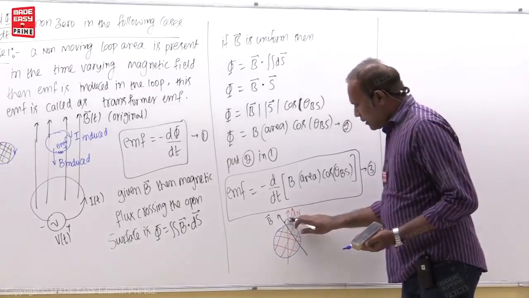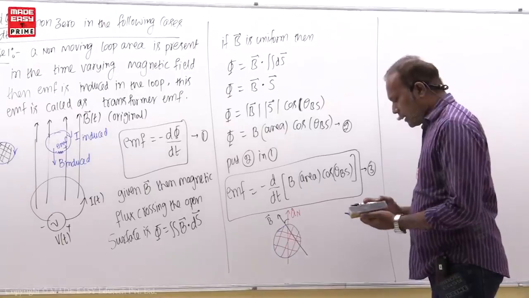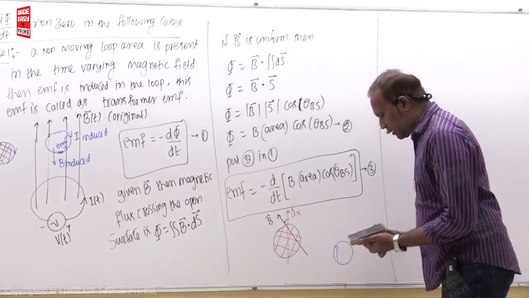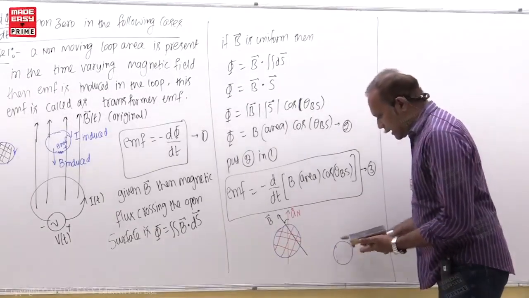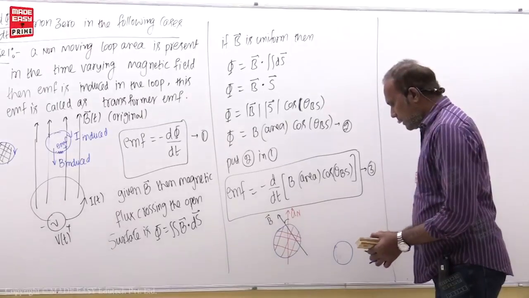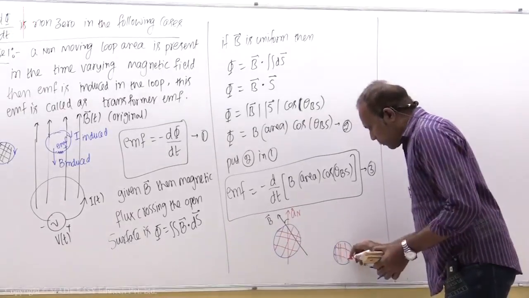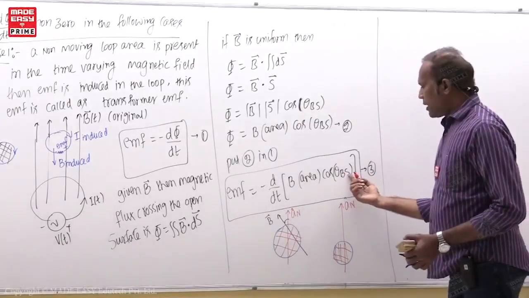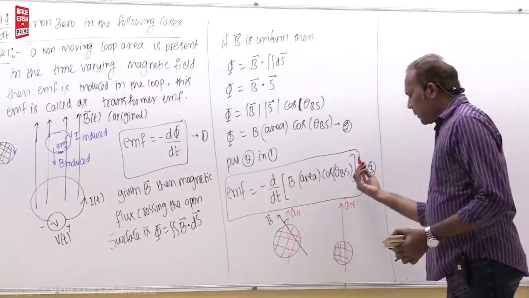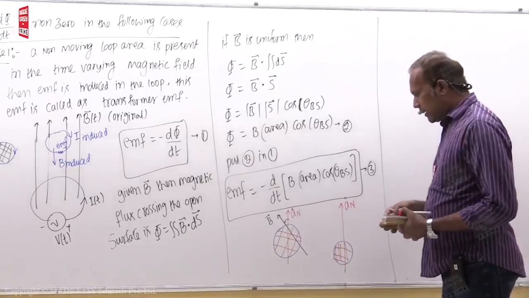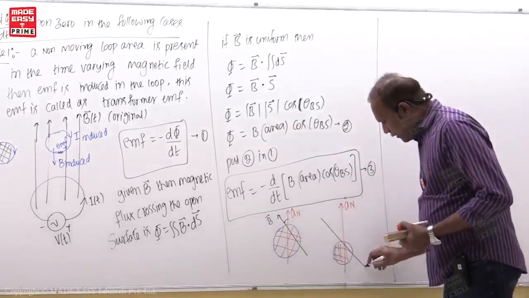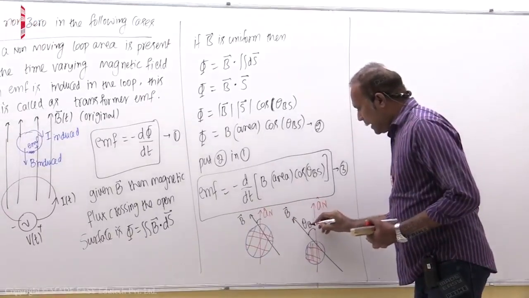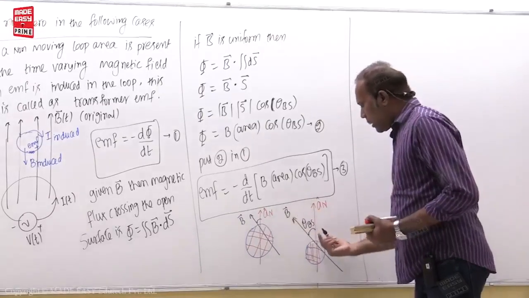No place here, so I will draw the diagram here. This blue one is a loop actually. Inside that loop there is one imaginary area. That area is this one. The normal unit vector to that area is n cap, because the surface vector is equal to the area of the surface into the normal unit vector. Now here a magnetic field source is there. That magnetic field is making some angle. So this angle is called theta BS, the angle between B bar and S bar.